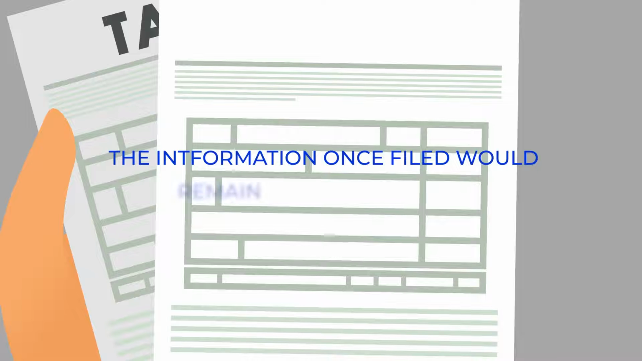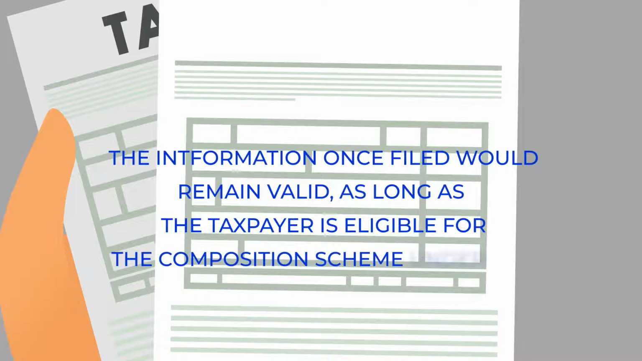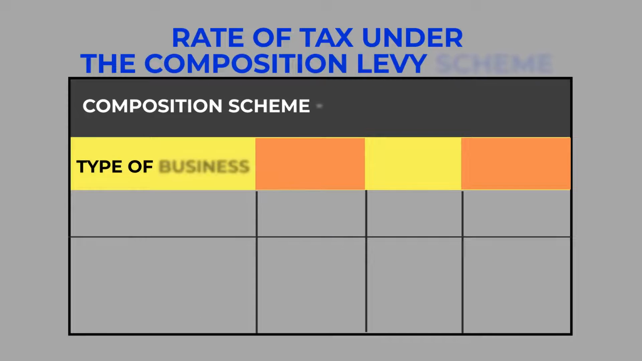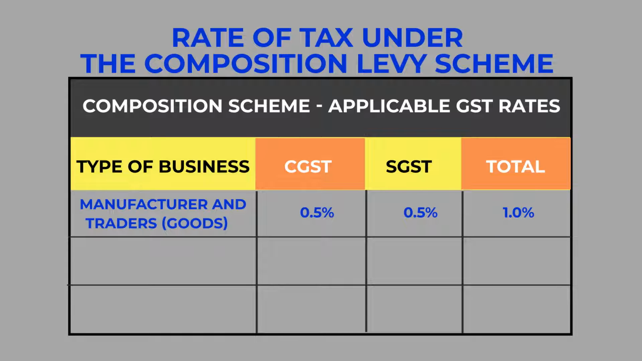The information once filled for the scheme would remain valid as long as the taxpayer is eligible for the composition scheme under GST. A composition taxpayer is required to pay tax at a specific rate on total sales. For an eligible manufacturer, tax at rate 1% of turnover, 0.5% CGST and 0.5% SGST or UTGST of ATO, is payable. For an eligible service provider, tax at rate 6% of turnover, 3% CGST and 3% SGST or UTGST of ATO, is payable.